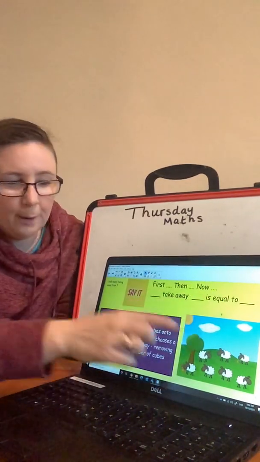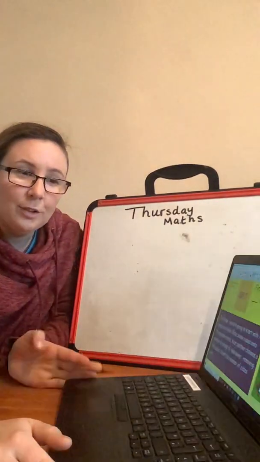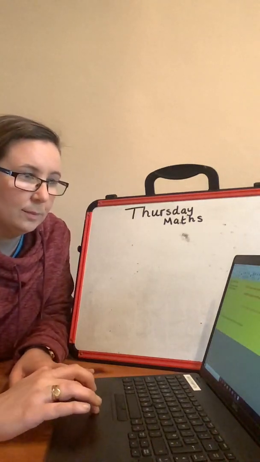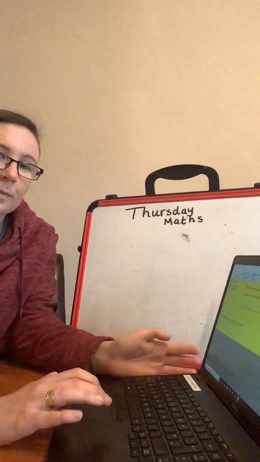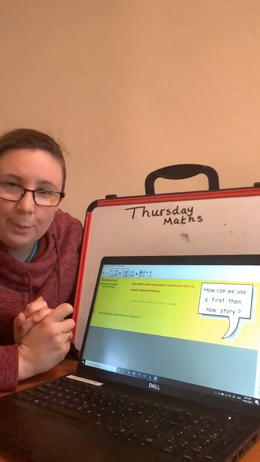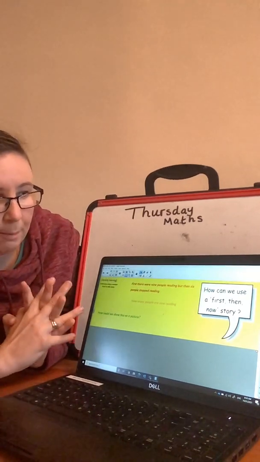Well done. You have a go. See if you can do lots of different numbers. Let me know when you've done that and you can come back and join for the next part of the lesson. Well done. How did you get on with those sheep? Good, well done. Now we're going to have a go this time at making up a story.